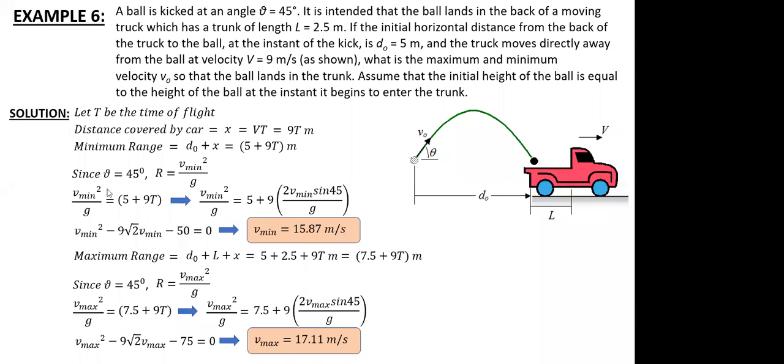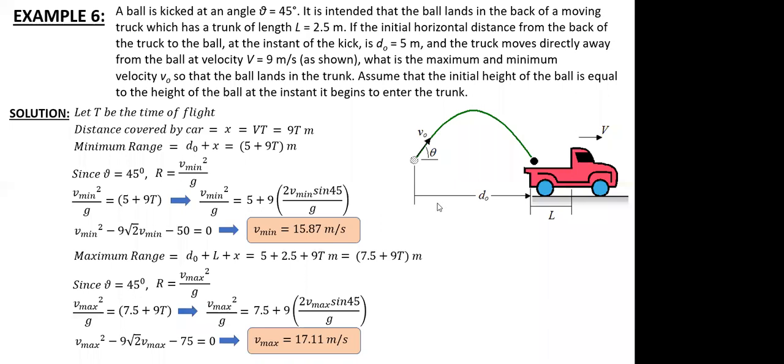Tanmay, I am just writing the minimum and maximum words just to show the two limits, because when the ball was released at a certain velocity, it was hitting the near end of the trunk, and when the velocity was increased, it was hitting the far end of the trunk. So just to indicate the near end and far end distances, I am labeling it as minimum range and maximum range.